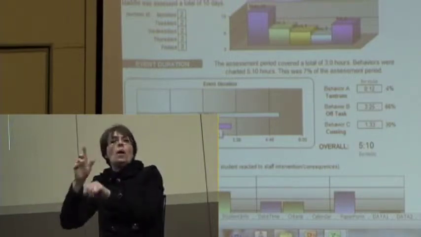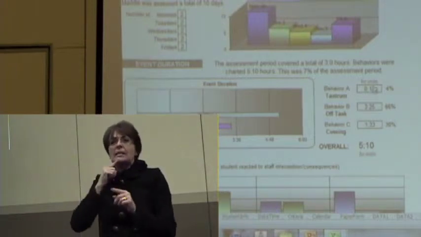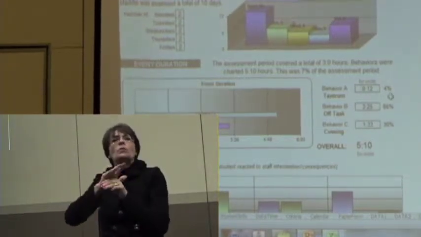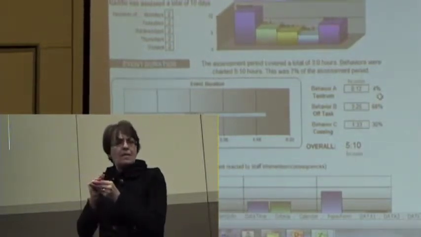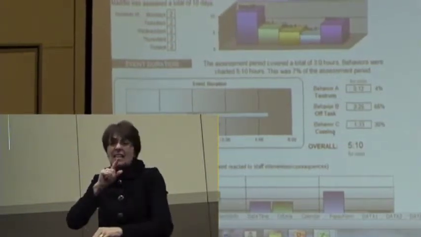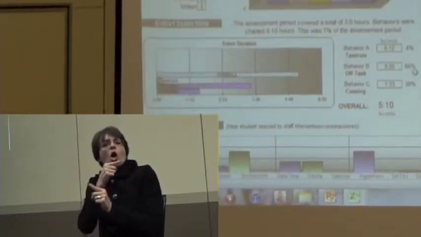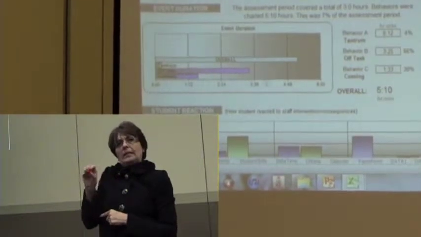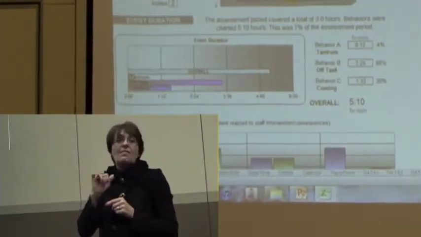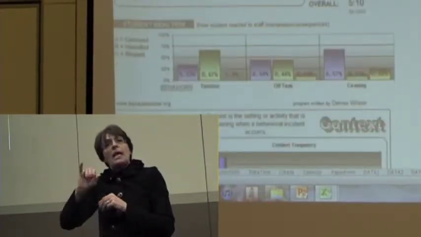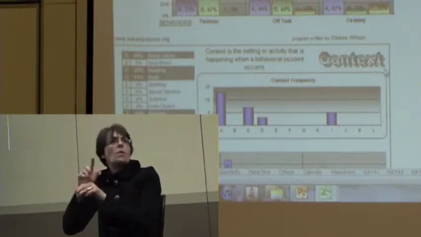It seemed like it because the intensity was so high, but if you look at the overall, tantrums only happened 4% of the time. She only had 12 minutes of tantrums total in 10 days. So that's not really very long. What was really more of a problem was the off-task behavior, which was 66% of the data, and then cussing, which is bad, 30% of the day. So those two were more frequent than the tantrum. The tantrum intensity was just higher.